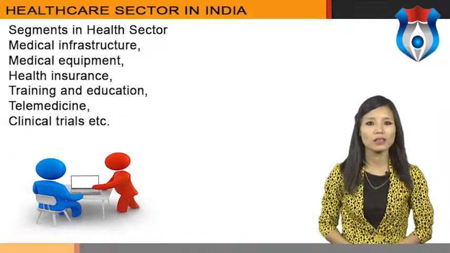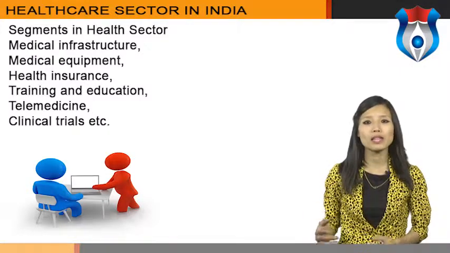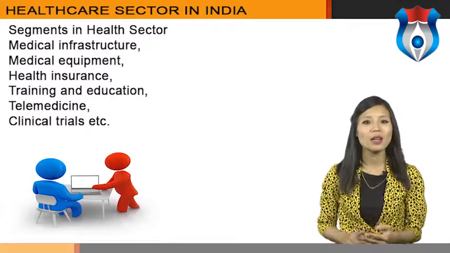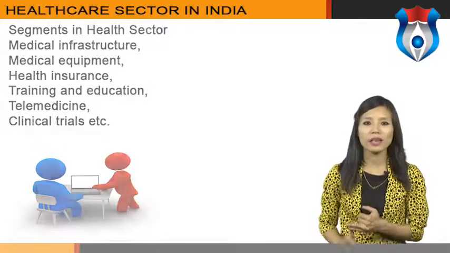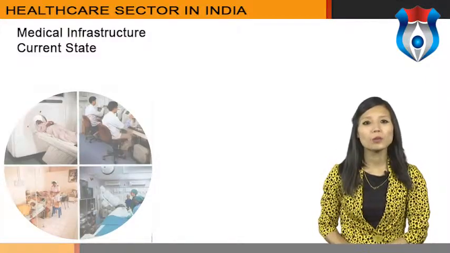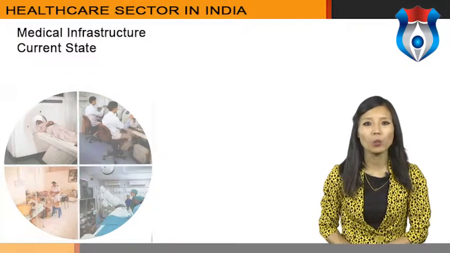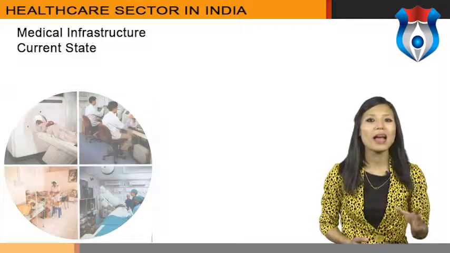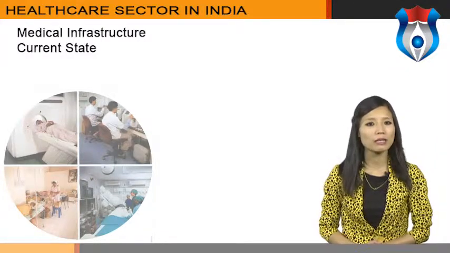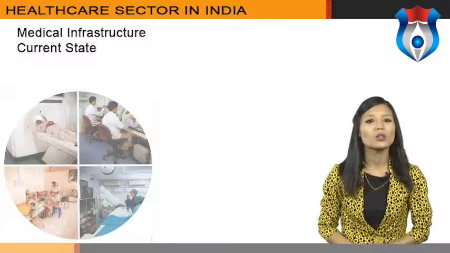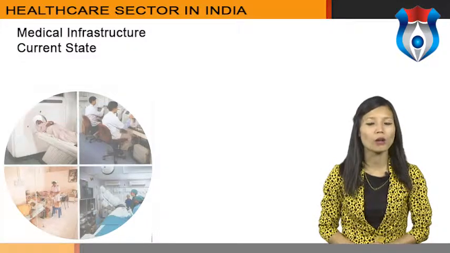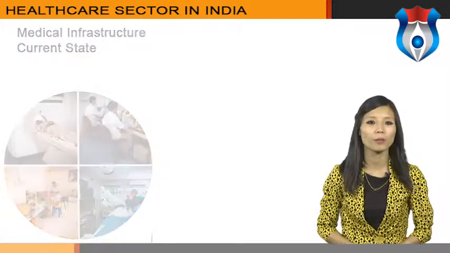Segments in the health sector. It comprises many segments like medical infrastructure, medical equipment, health insurance, training and education, telemedicine, clinical trials, etc. Medical infrastructure current state. Current hospital beds per 1,000 population stands at 1.11. Most private hospitals operate as a proprietorship or partnership business. Corporate hospitals account for approximately 10% of the total private ownership. Use of technologically advanced diagnostic equipment and excellent infrastructure are making India a medical value travel hub.